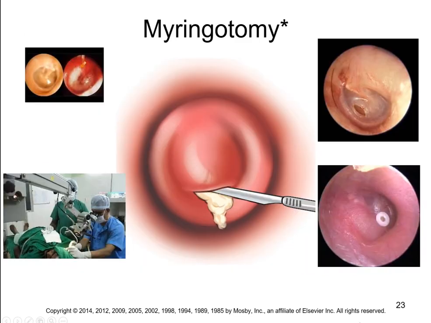So a myringotomy, as you can see, they're going in and removing or opening a hole in the tympanic membrane, which allows them to clear out whatever pus is in there causing the inflammation and allows the membrane to function normally. This little contraption right here is something that they seal it off with so that it doesn't stay open, of course.